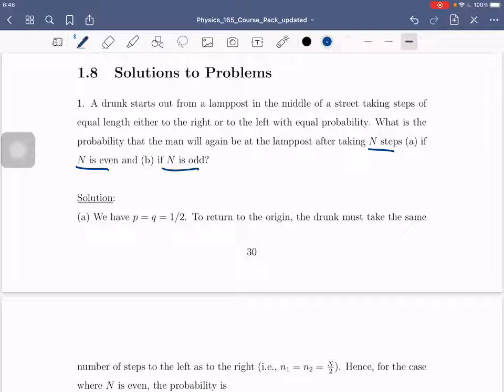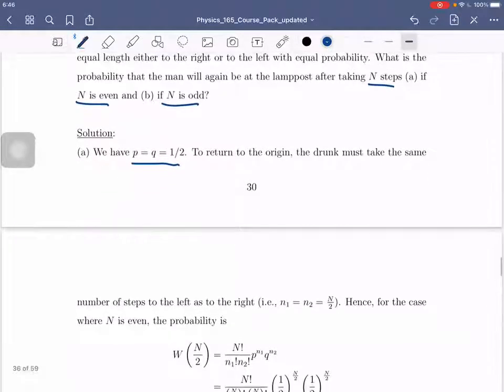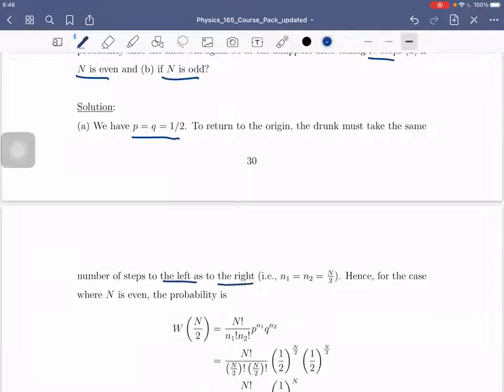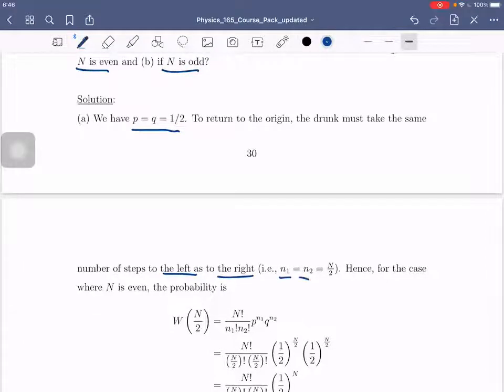So solution, we have P equals Q is equal to 1/2. And of course, we have to take note na para makarating siya sa origin ulit, okay, yung drunk must take the same number of steps to the left as to the right. Tama ba? Kasi equal yung probability eh. So kapag nag-take siya ng 10 steps to the right, kailangan mag-take siya ng 10 steps then to the left para bumalik siya sa origin. Similarly, kapag pumunta siya sa kaliwa ng ganitong amount, kailangan kakanan siya ng ganun. Tama? Okay? So therefore, N1 equals N2 or half ng total number of steps.